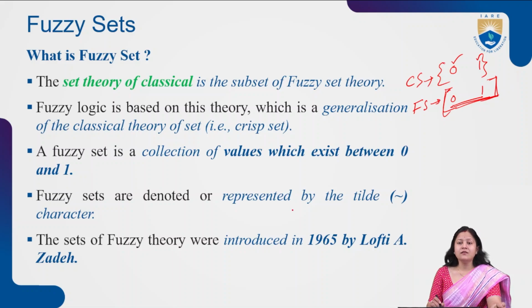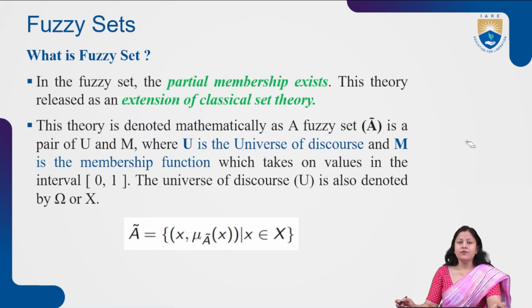Fuzzy sets are denoted or represented with the tilde symbol. That is the representation you can normally see on many websites or in many textbooks. Somewhere it may be given as normal set A, or else you can write the tilde symbol over A. The theory of fuzzy sets was introduced in 1965 by the mathematician and computer scientist Lotfi A. Zadeh.